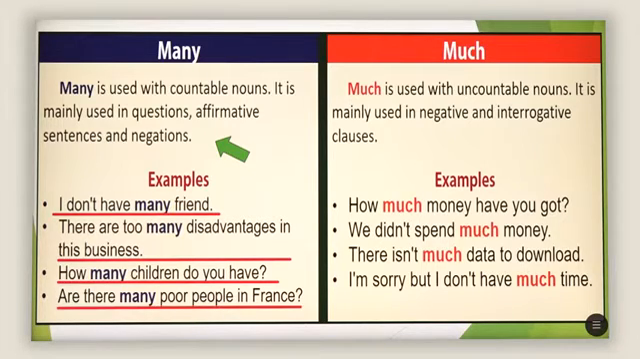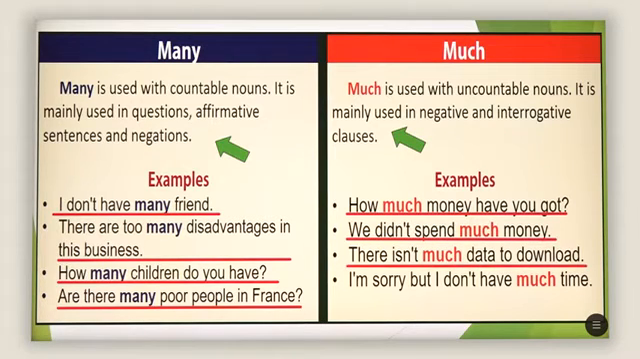We use much with uncountable nouns. It is mainly used in negative and interrogative clauses. For example, how much money have you got? We didn't spend much money. There isn't much data to download. I'm sorry, but I don't have much time.